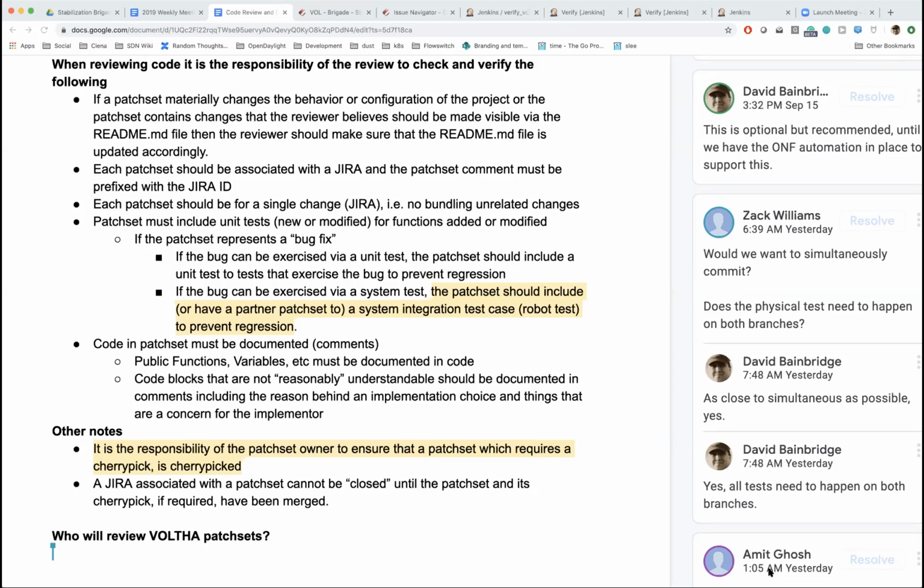If that bug can't be exercised via the unit test process, then we're also going to be asking developers to submit patch sets to integration test, or additions to the integration test. The idea: every bug fix should have a test associated with it to help with regression testing, as well as helping ensure that it is fixed.